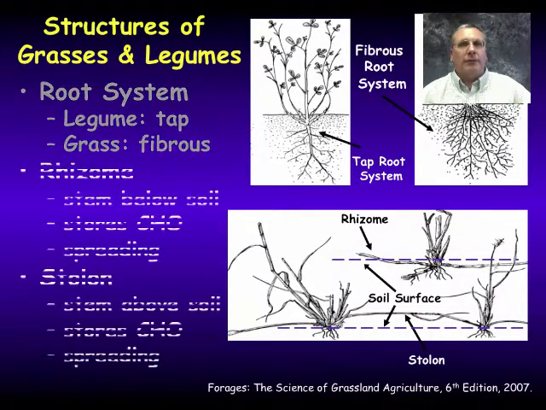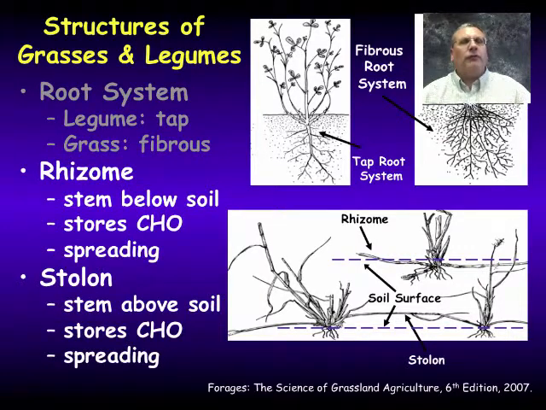The other structures I want to talk about are those modified stems that I referred to in the previous slide, and those are rhizomes and stolons. A rhizome grows just below the soil surface, and that's shown in this diagram. And wherever there's a node in that rhizome, a new plant can arise.